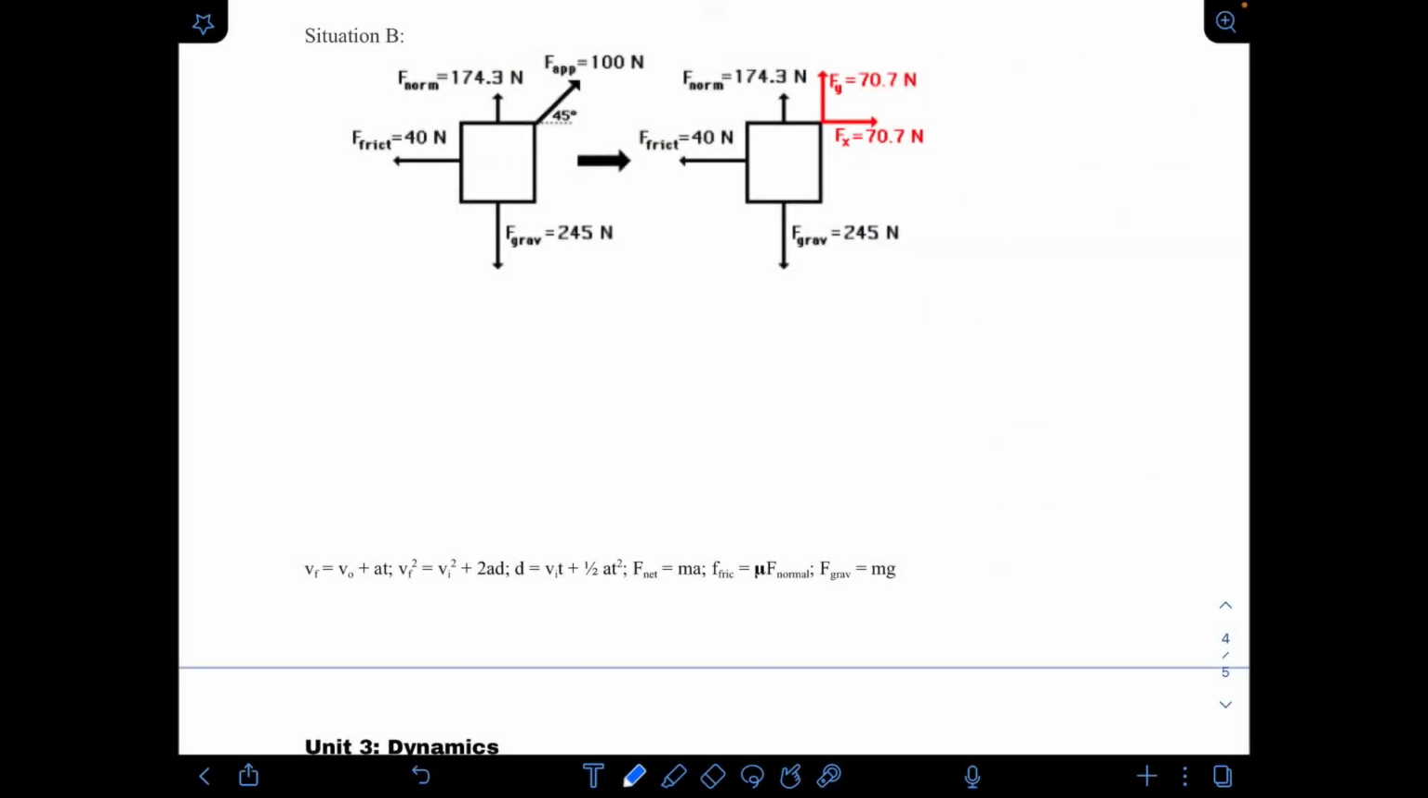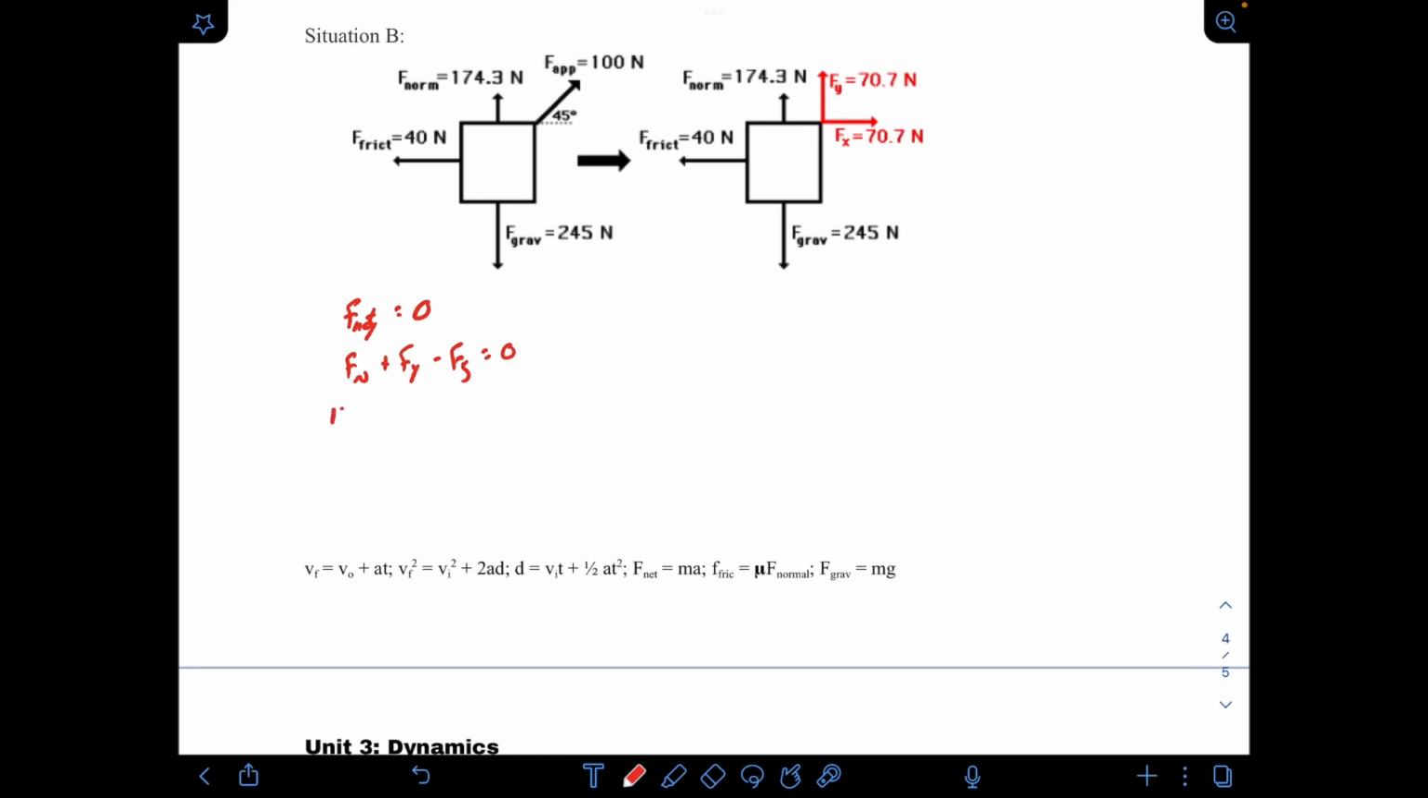For this next one here, we have everything that is already broken down for us. And once again, we are looking to see how it's accelerating. And so once again, it looks like it's not going to accelerate in the y direction. So let's go ahead and do that one first this time. So let's see, net force in the y direction is 0. So I'll have the normal force going up plus the Fy going up minus gravity going down.